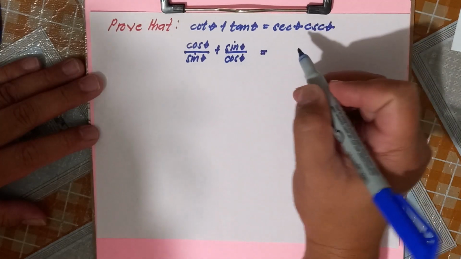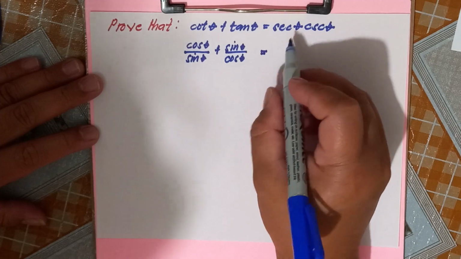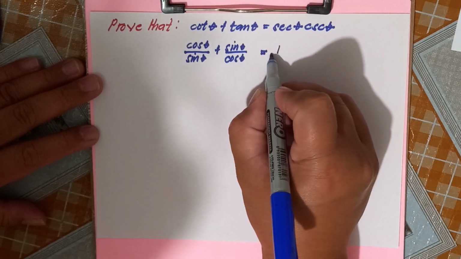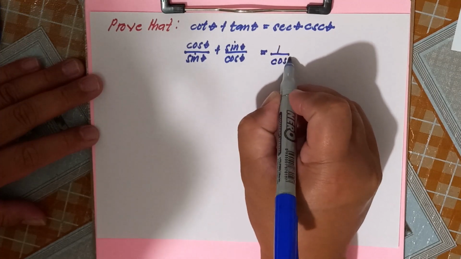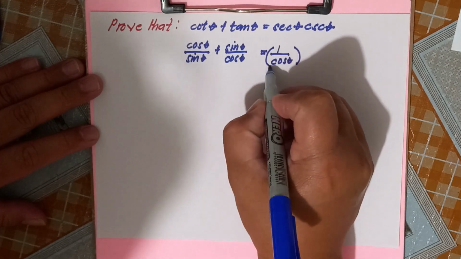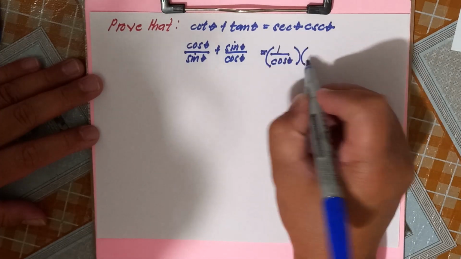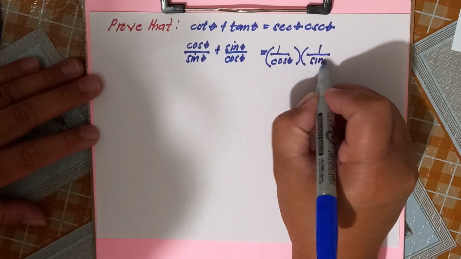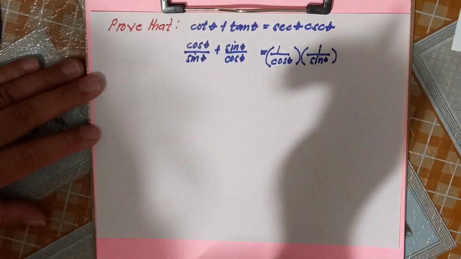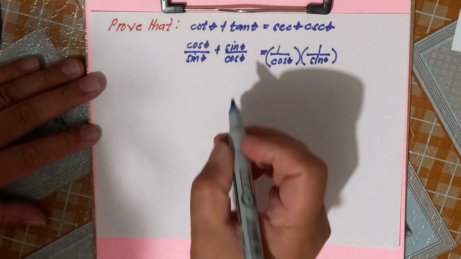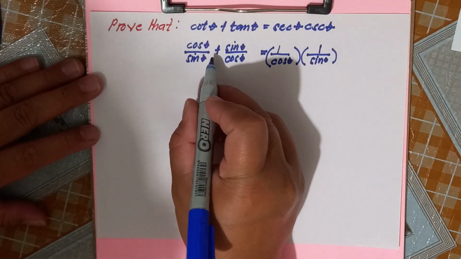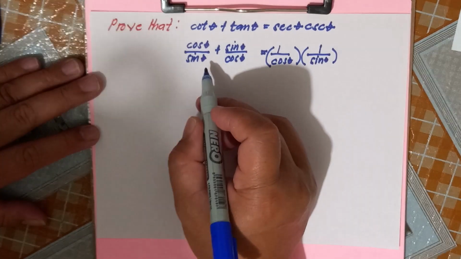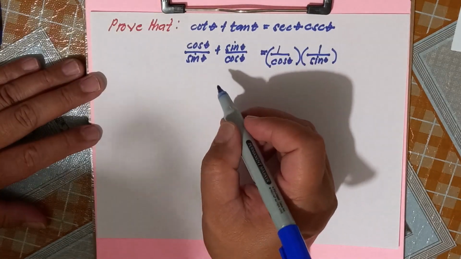Now what about the other side? Secant theta is the reciprocal of cosine theta, so that is 1 over cosine theta. And the reciprocal of cosecant theta is the same as 1 over sine theta. Now, notice that we have to work according to the operation we have here, which is addition of fractional forms of the identities.